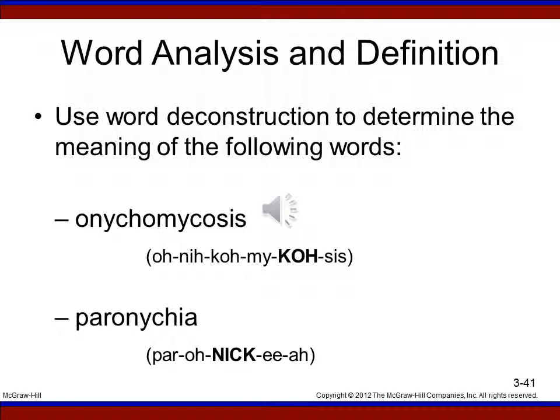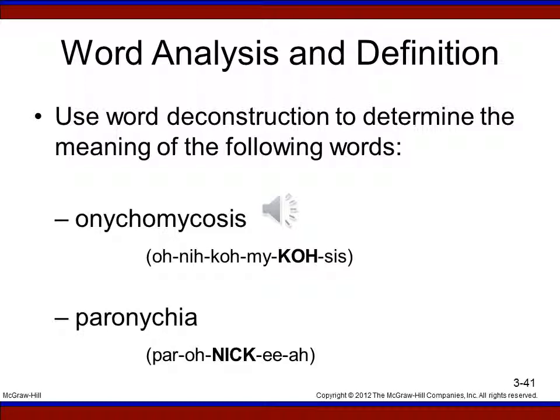All right. So what's the suffix in onychomycosis? What's the suffix there? OSIS. Okay. That's condition. The suffix OSIS means condition. The combining form here, ONYCHO, is the combining form for nail. And that root, MYC, means fungus. Okay? So, onychomycosis is a condition of a fungus infection in a nail.